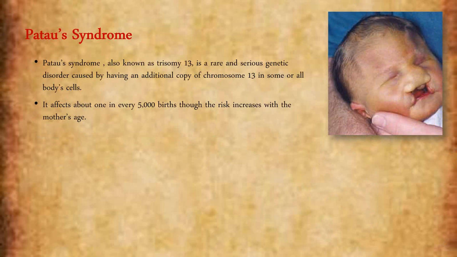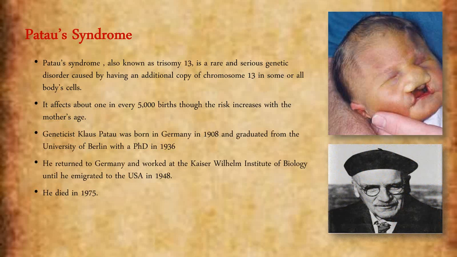Patau syndrome, also known as trisomy 13, is a rare and serious genetic disorder caused by having an additional copy of chromosome 13 in some or all of the body cells. It affects about one in every 5,000 births, and the risk increases with the mother's age. Geneticist Klaus Patau was born in Germany, and he discovered the condition. He returned to Germany and worked at the Kaiser Wilhelm Institute of Biology until he emigrated to the USA, and he has the US nationality. That's why his name is written under the USA nationality eponyms.